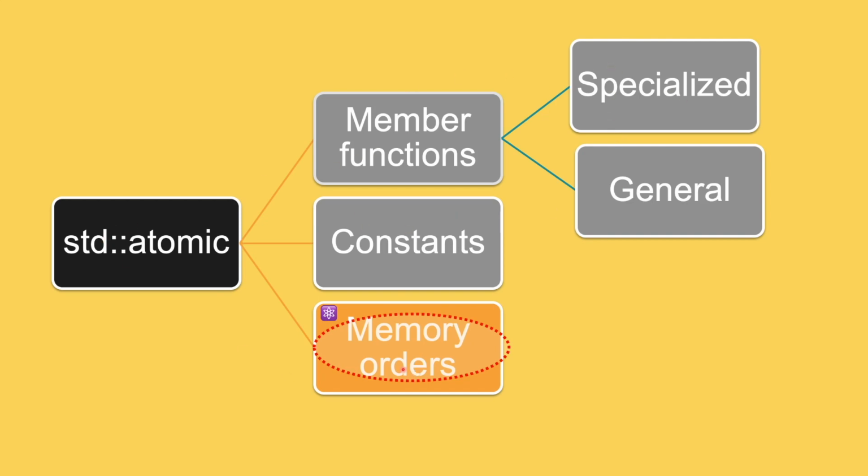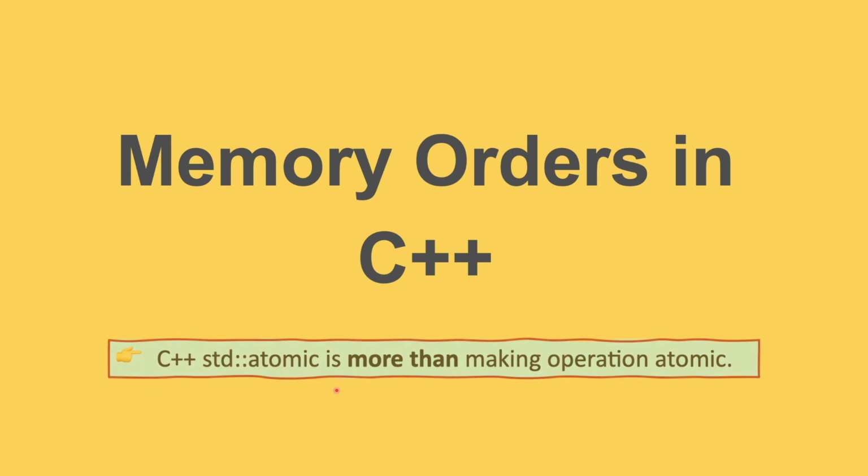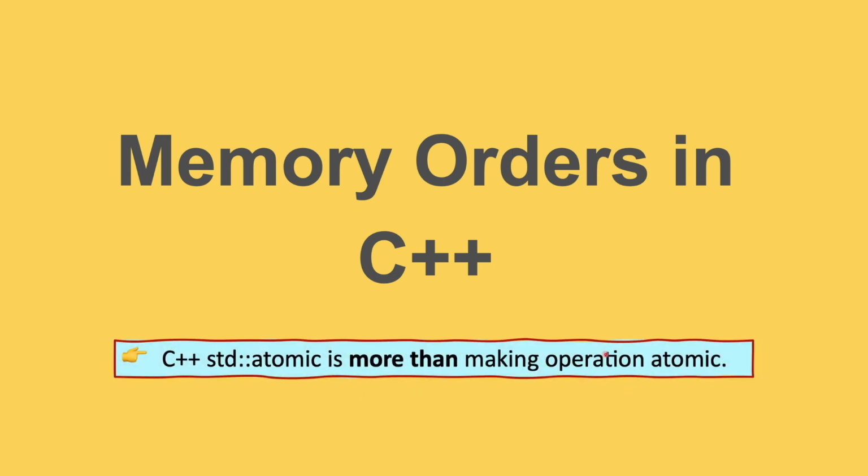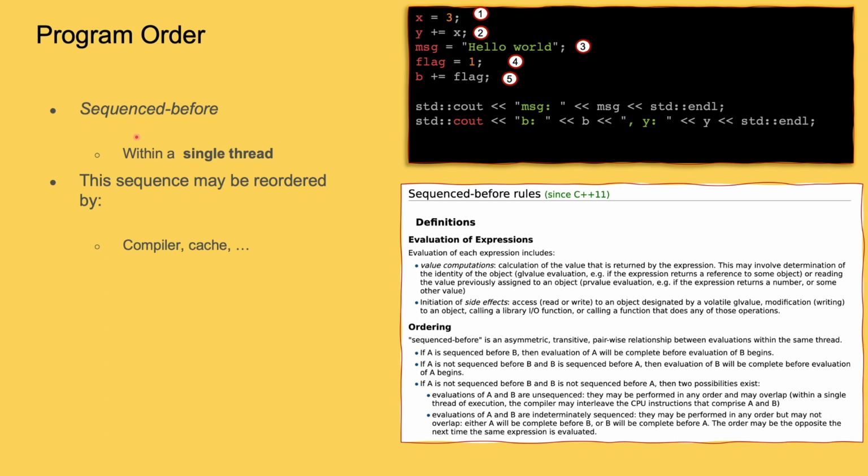The last section of this video talks about memory orders in C++, which is also used by std atomic. So remember that we kept saying that there's more to std atomic than making operations atomic. This is the section where we talk about what exactly we mean by these more features, and let's talk about it. Let's start with one formal definition in the C++ standard, which is sequenced before.